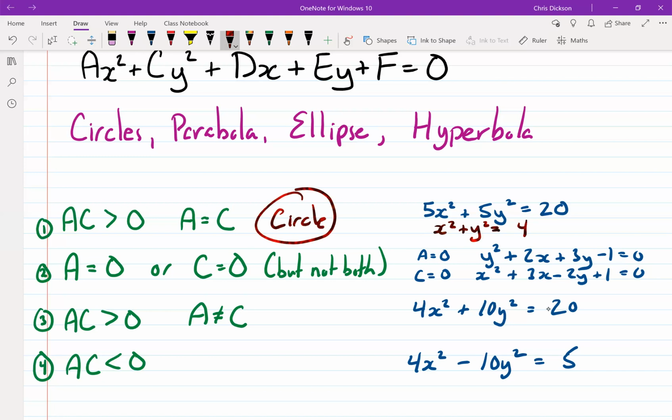Next equation, well, if you only have an x squared or a y squared, so only one of the terms is squared, well, that's characteristic of a parabolic function. So this would have to be a parabola.